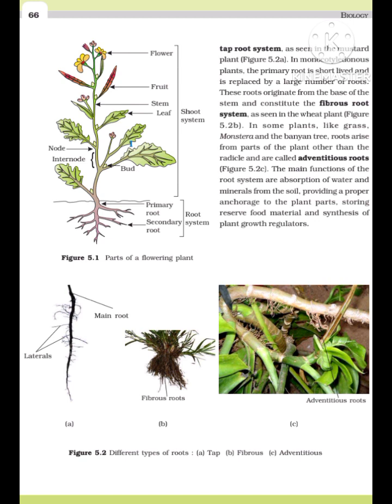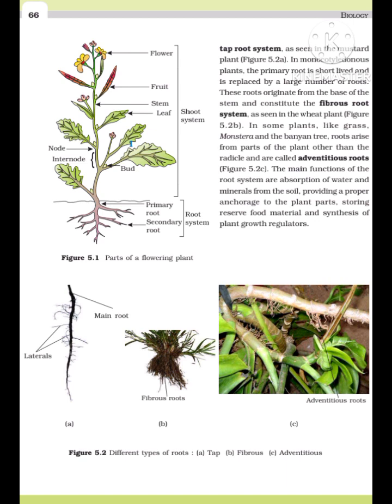In some plants, like grass, monstera, and the banyan tree, roots arise from parts of the plant other than the radicle and are called adventitious roots, figure 5.2c. The main functions of the root system are absorption of water and minerals from the soil, providing proper anchorage to the plant parts, storing reserve food material, and synthesis of plant growth regulators.